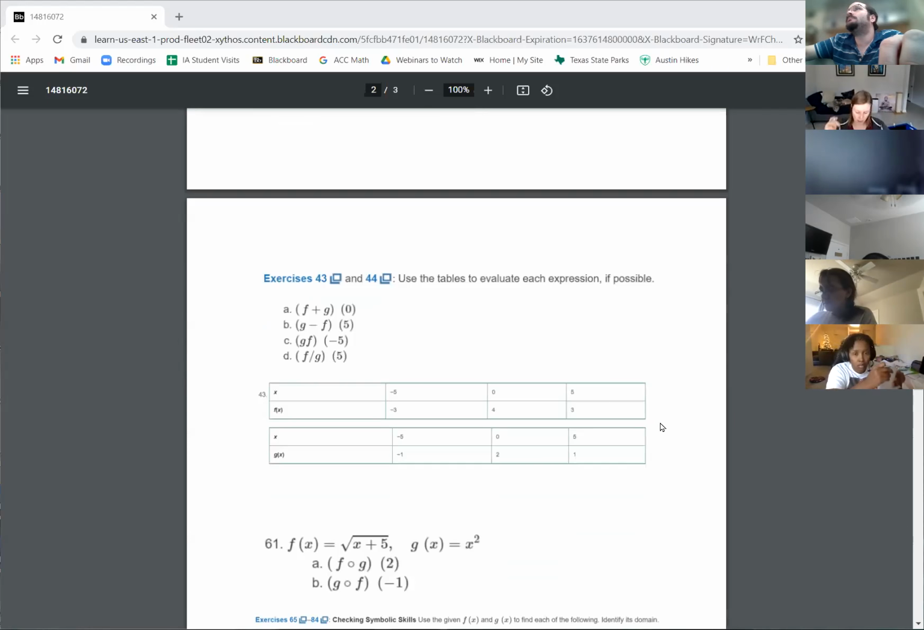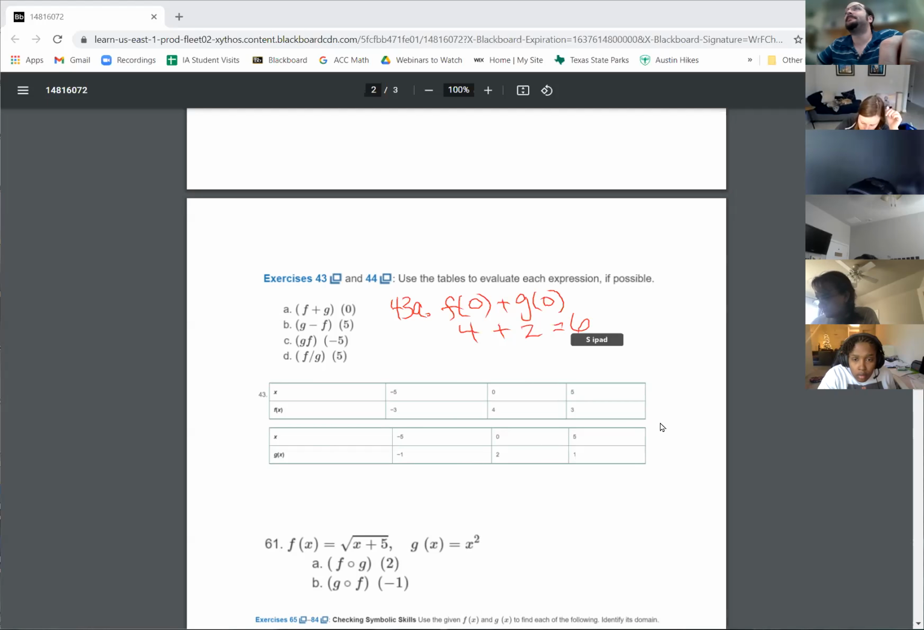Okay, that's 43. So let's do 43A right here. So again, I'm going to write f of 0 plus g of 0. I want to at least do one table one so you can see it. So let's go to our table. What's f of 0? Is it 4? Yep, it's 4. And then what's g of 0? 2. Yep. And we got that. That was our f, and that was our g.